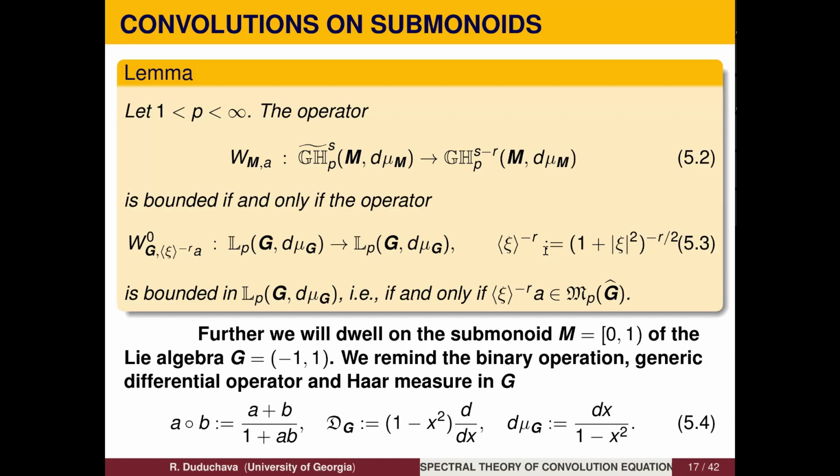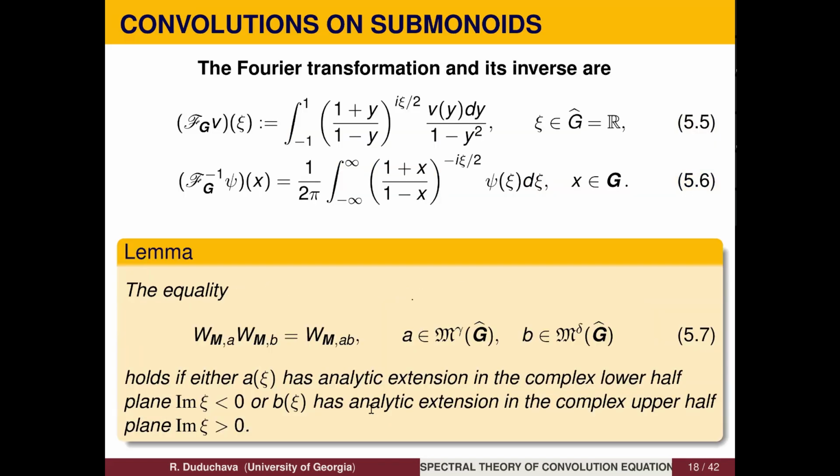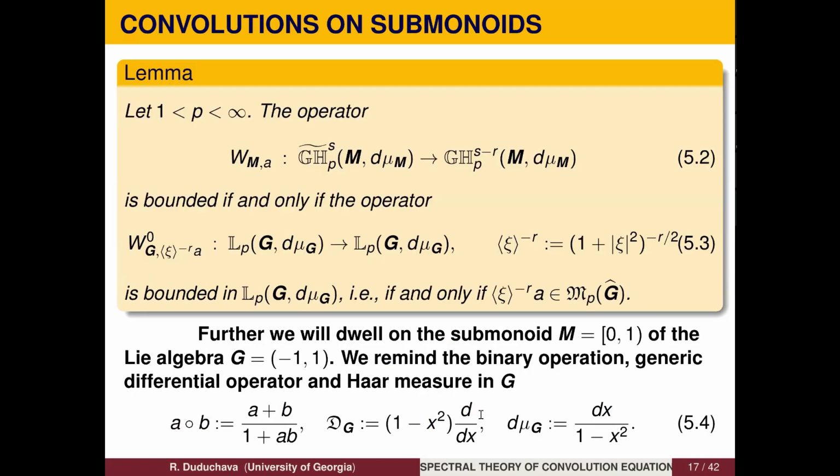Further, we will dwell on the submonoid on the interval (0,1). And I remind you, the group operation here is this one, (a+b) divided by (1+ab). This is the group operation. And the generic differential operator, as I mentioned already, is here, second one. The generic differential operator is (1 minus x squared) d/dx. And the Haar measure is dx divided by (1 minus x squared).